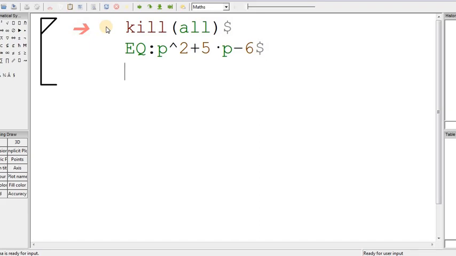Next I have to solve this equation, solve. What do we have to solve? I have to solve EQ comma with respect to p. Make it a dollar symbol again, right? It will give you the complete solution of the algebraic equation p squared plus 5p minus 6. Let me check how many roots it will give and what they are.